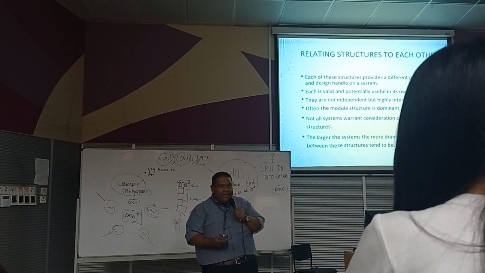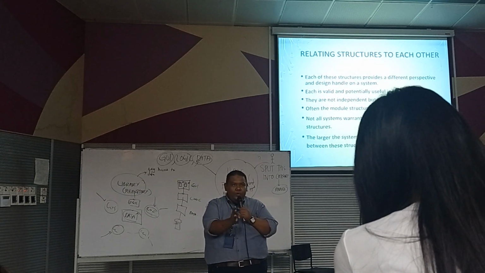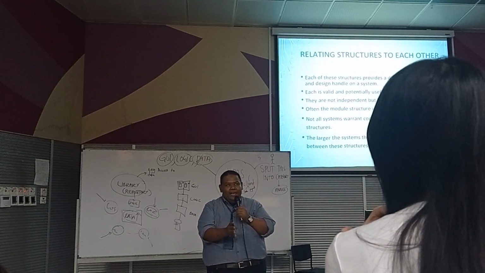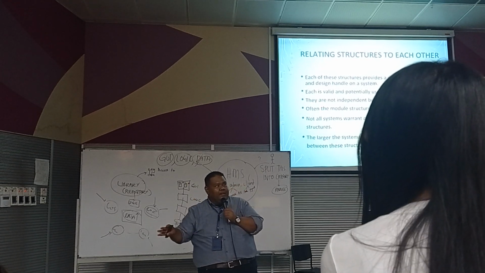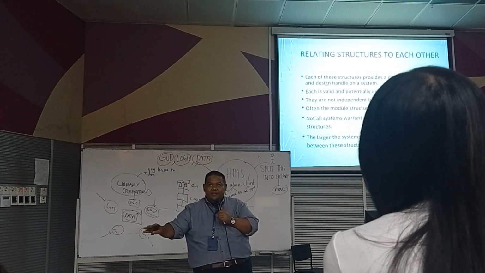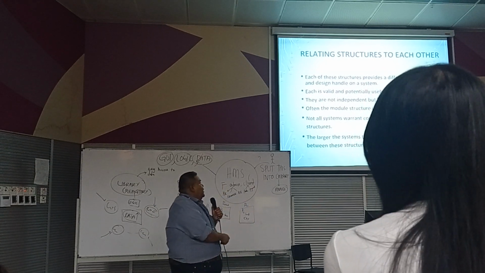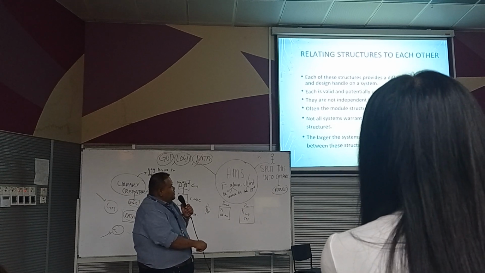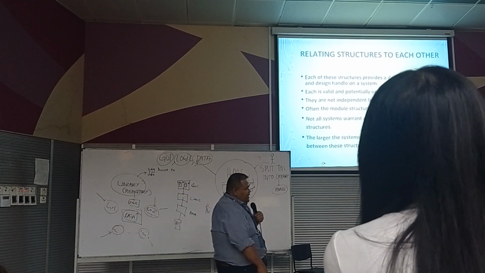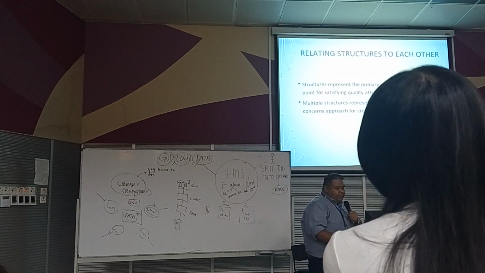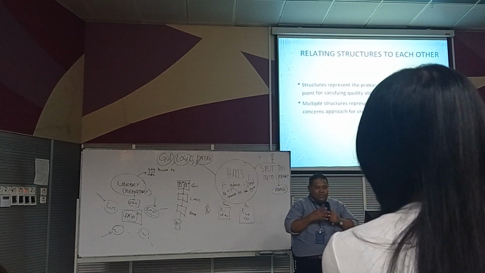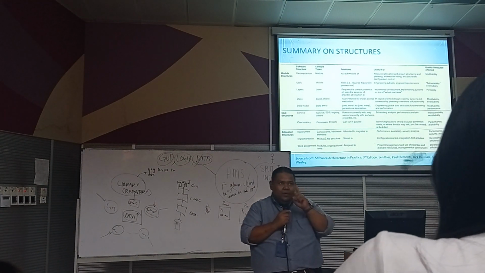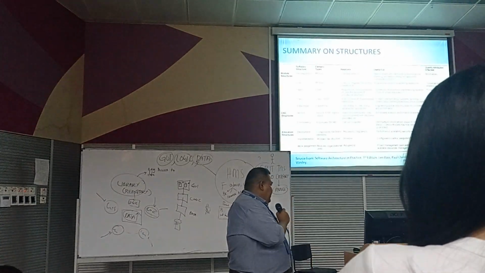So meaning that when in an architecture, most of the time we will describe the architecture from the module perspective. But actually the architecture also has control, connector and also allocation. So not all systems warrant consideration of many architectural structures. The larger the system, the more dramatic the difference between these structures tends to be. So it depends on the project. Not all projects require you to have all three structures, but most of the time we will combine all the structures to become one architecture.